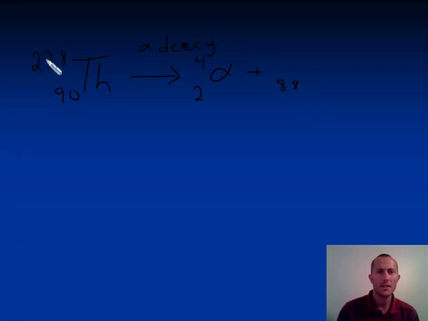And it has to have an atomic mass that's 4 less than the original. So it's going to have an atomic mass of 224. And if we look at our periodic table, we see that the atomic number 88 is associated with radon. And so here is our balanced nuclear reaction for the alpha decay of thorium-228.